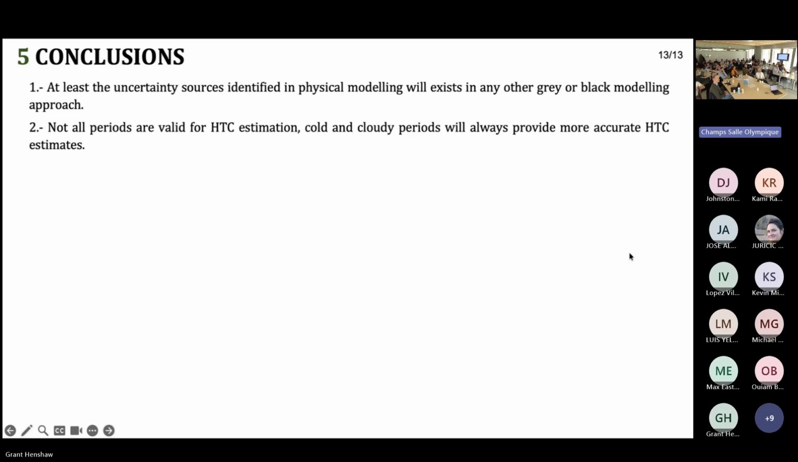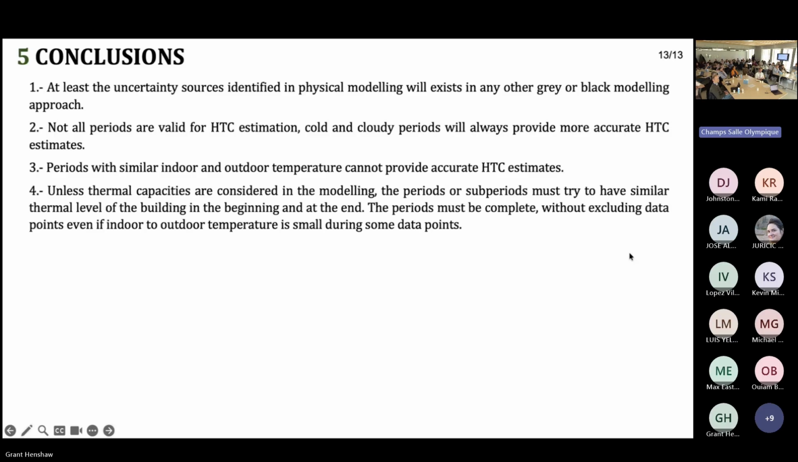So not all periods are valid for HTC estimation. Cold and cloudy periods will always provide more accurate HTC estimates. It's impossible to measure HTC if there is no temperature difference, and if there is no heat gain that is being lost through the envelope that you want to model. Periods with similar indoor and outdoor temperature cannot provide an accurate HTC estimate. If T-in and T-out are similar, you will never get correct HTC estimates.